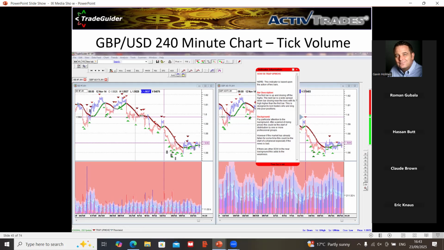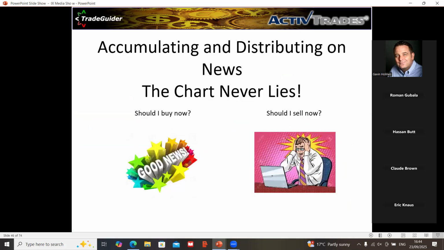It absolutely works. And the reason is activity volume. That's all I call it. I don't like the word tick because that makes it sound like, oh, that can't work. It does work. And if you don't believe it, go and look at the channel. And the chart never lies.